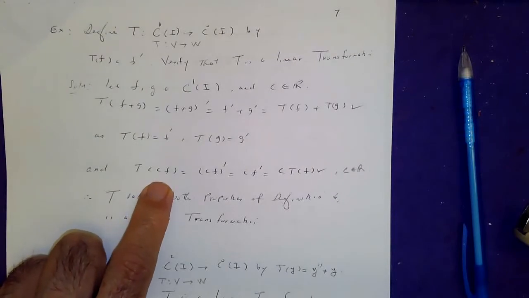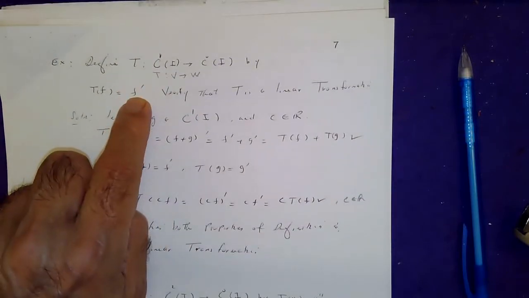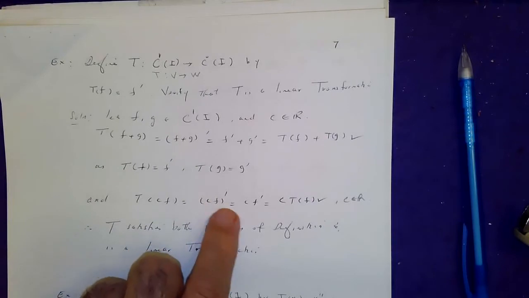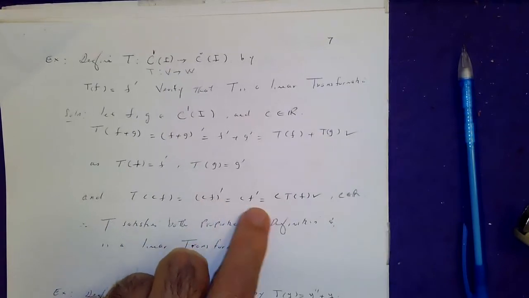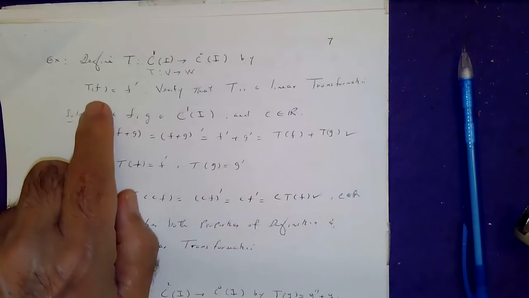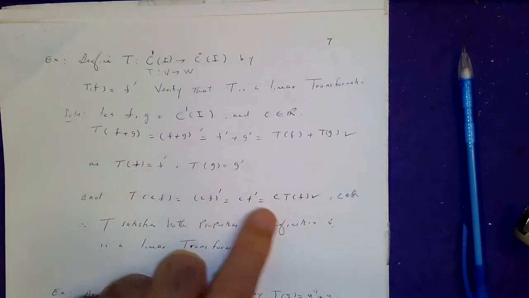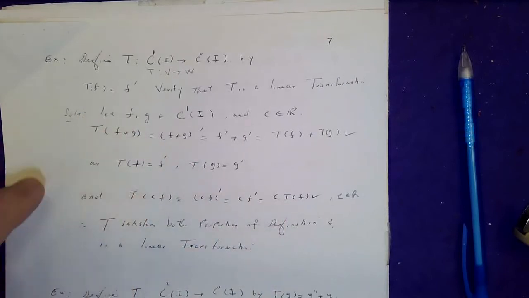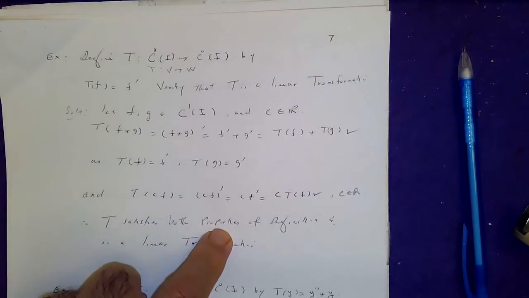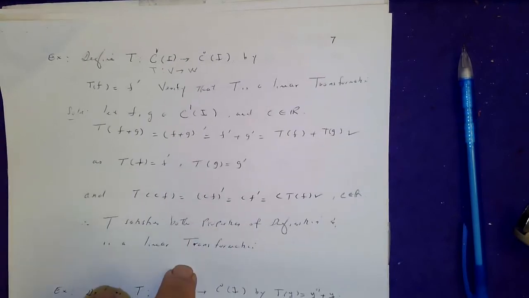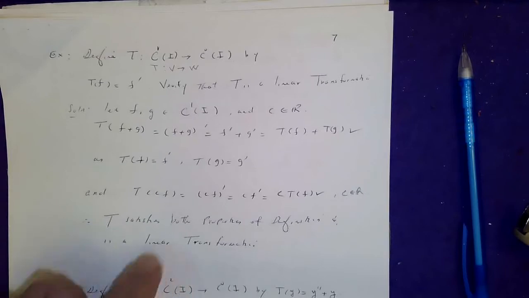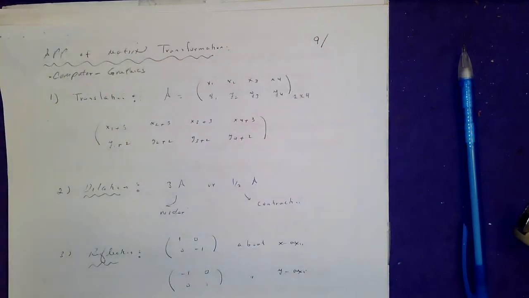On the other hand, the transformation of scalar multiplication. You go back here and replace this f with cf, manipulate it, and you get this. But f prime is the transformation of f. So therefore, two conditions are satisfied. Therefore, the transformation is a linear transformation.